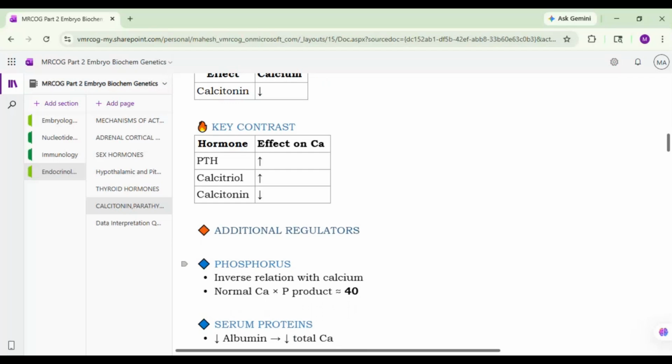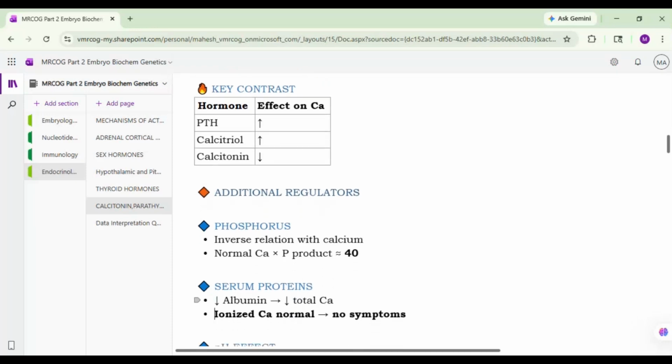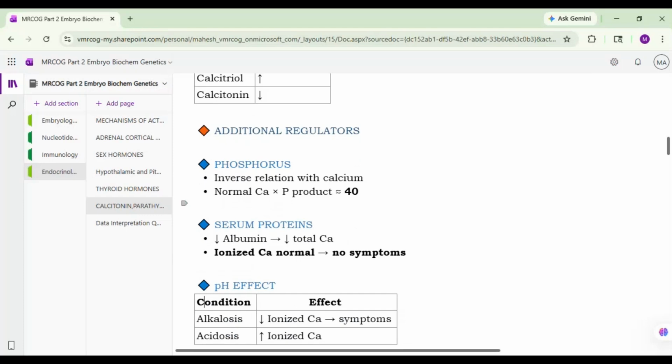Okay, and there are certain additional regulators such as phosphorus. There is an inverse relation with the calcium. So the normal calcium to phosphorus product is around 40. Then serum proteins. If there is a decreased albumin, there will be decreased total calcium, but the ionized calcium remains normal, because of which there are no symptoms. So the patient can be asymptomatic because the ionized calcium is normal, which is the active form.